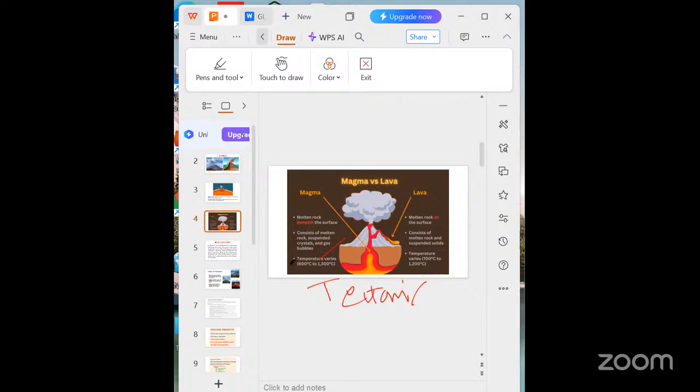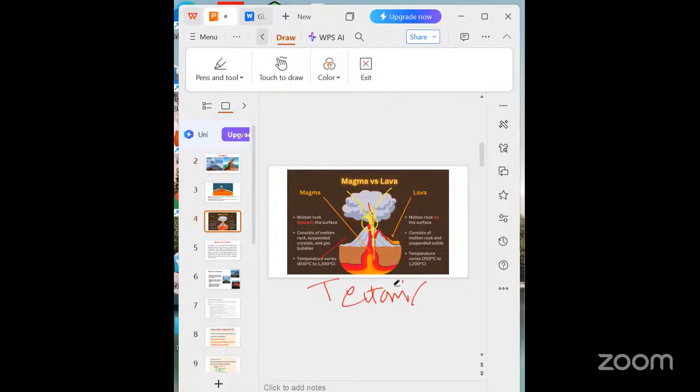And lava is on the earth's surface once magma reaches the surface through this volcanic vent. This is called the vent. Okay, volcanic vent or fissure. So it becomes lava. And temperature: both magma and lava are hot. All of you know about this, right? But how hot they are varies.